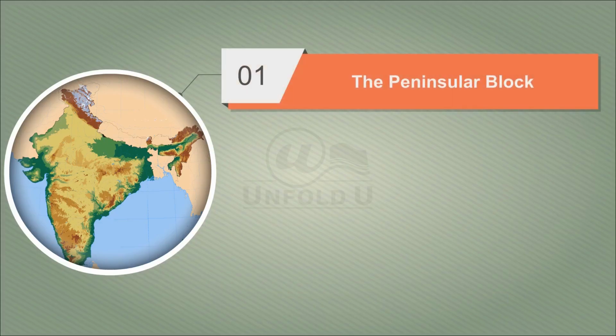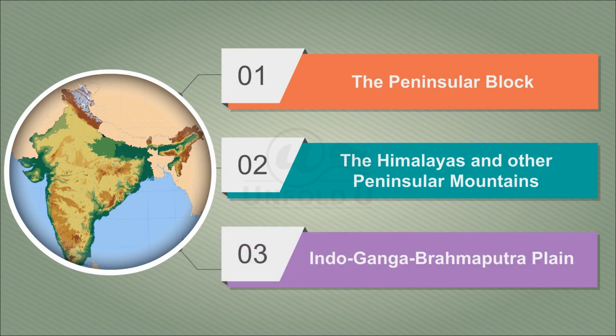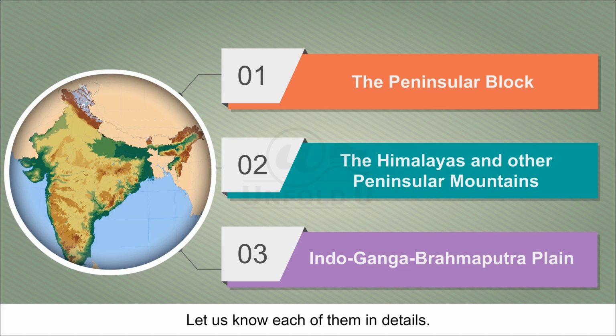1. The Peninsular Block. 2. The Himalayas and other peninsular mountains. 3. Indo-Ganga-Brahmaputra Plain. Let us know each of them in detail.